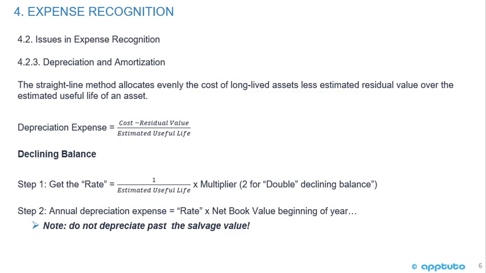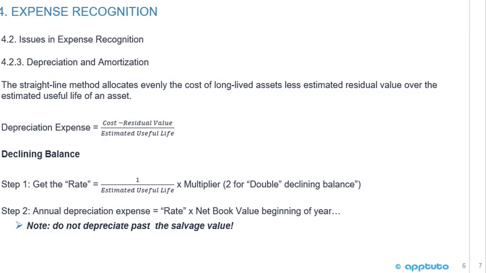But very quickly, for the declining balance, step one is you have to get a rate, which is 1 divided by the useful life of the asset, times the multiplier, which is 2 for the double declining balance. So if the estimated useful life was 10 years, it would be 1 divided by 10, which is 10%, times 2. So our rate would be 20%. Step 2, the annual depreciation expense would be the rate times the net book value at the beginning of the year. And note, you do not depreciate past the salvage value. Again, we're going to see more of this later on, but this is a quick introduction to the principles in issues in expense recognition, looking at some depreciation and amortization.